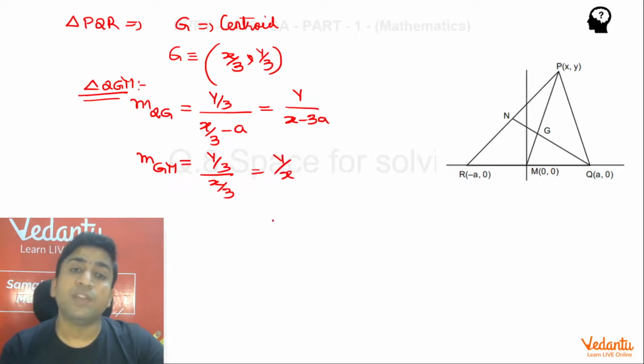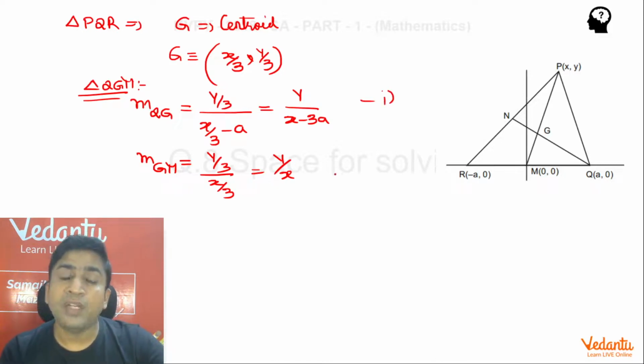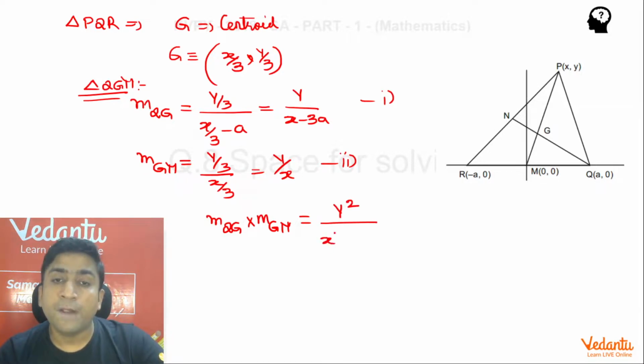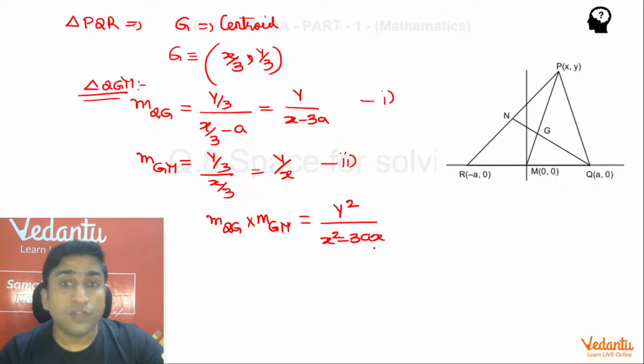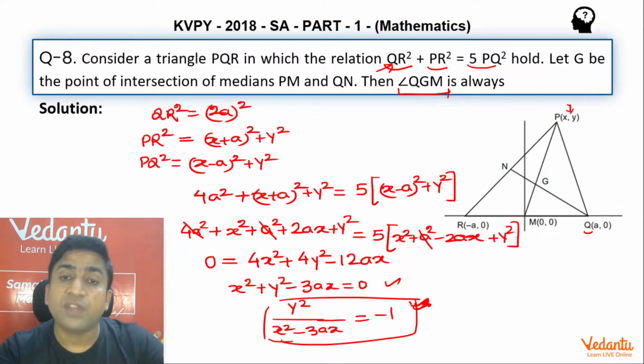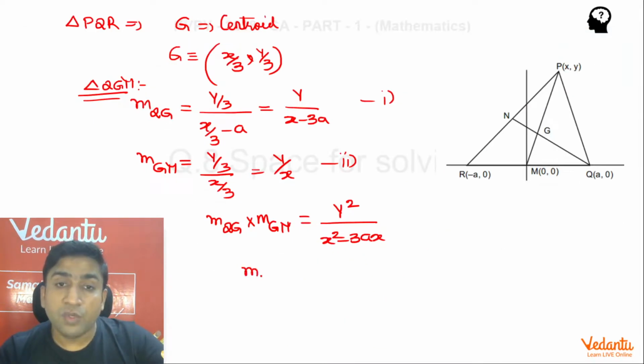I just want to ask you, the moment I do this, now I have the relation 1, that is the slope of QG line. I have the relation 2, that is the slope of GM line. I just want to check the product of the slopes of QG and GM. If I do that, guys, can you all see the relation that I will be having will be y square upon x square minus 3x. And if you remember, this is the relation that we have got corresponding to the condition that was given in the question, which is giving me minus 1.